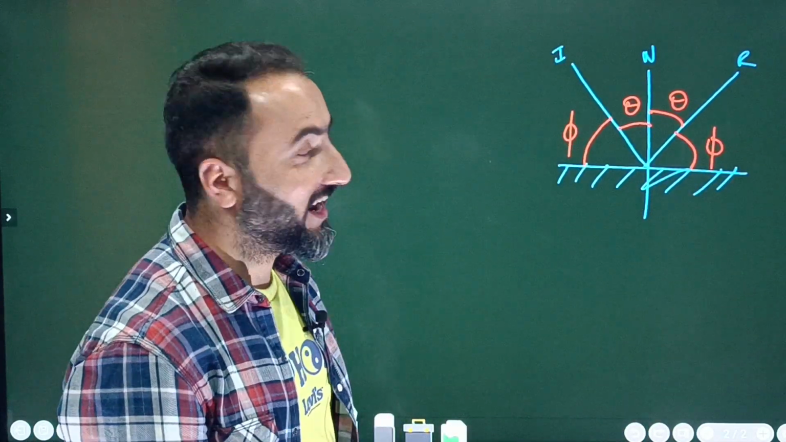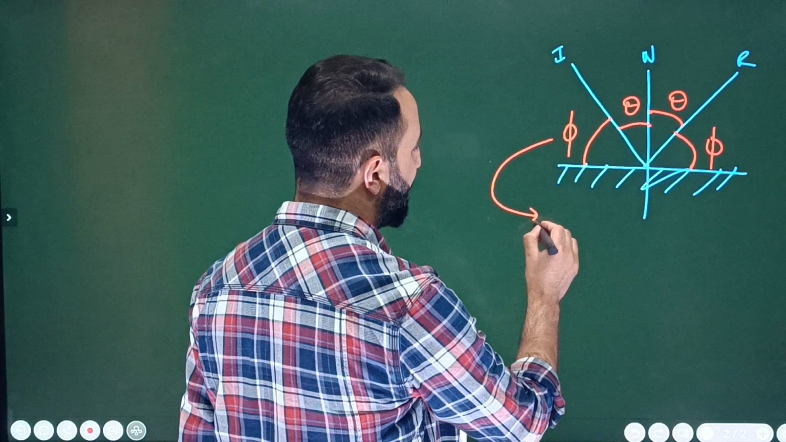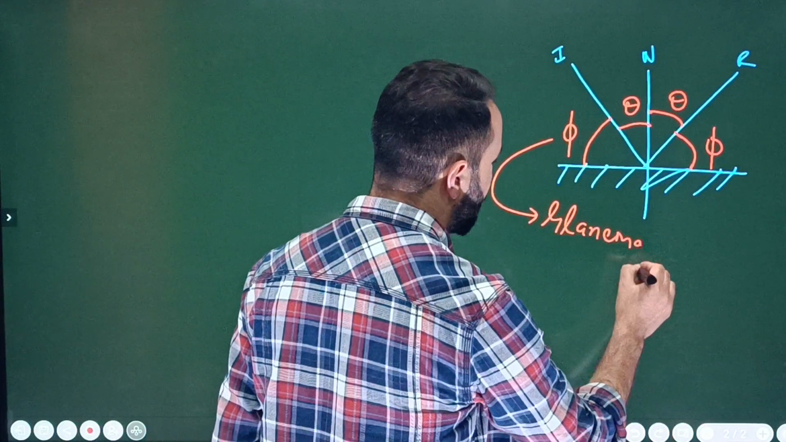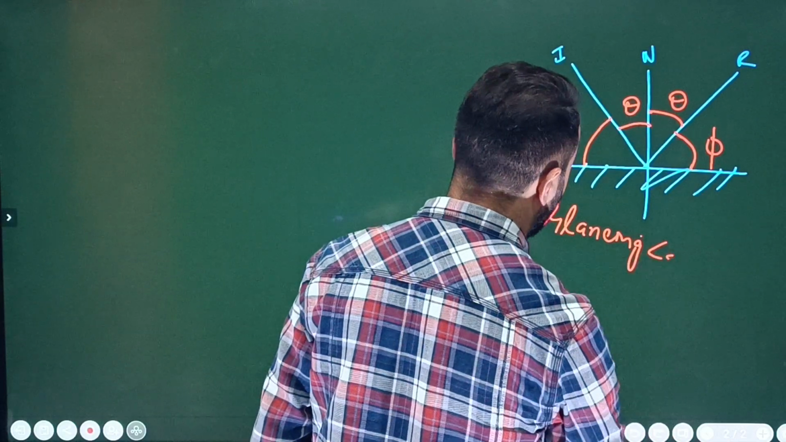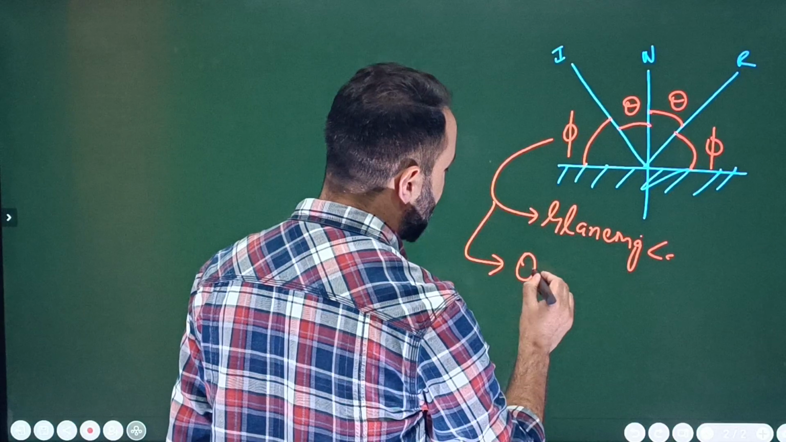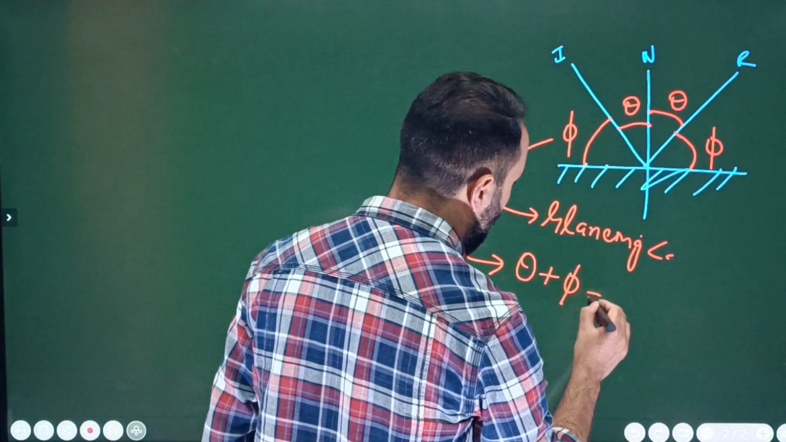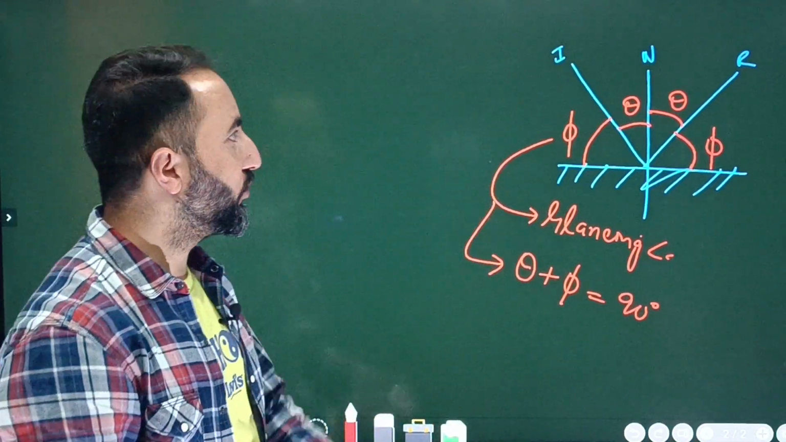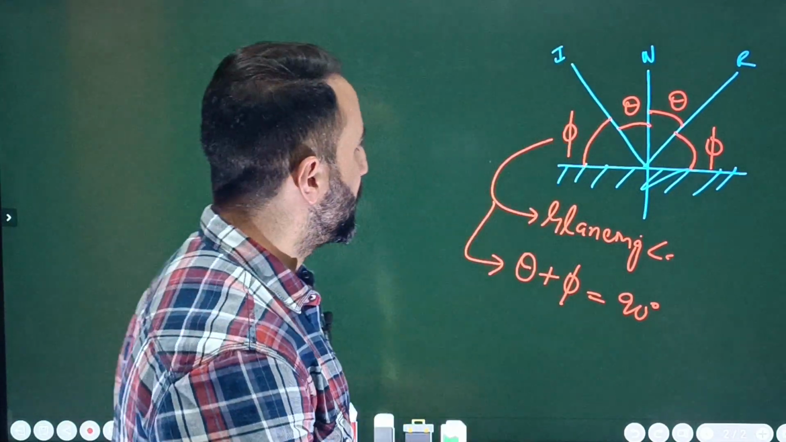Where phi is called the glancing angle. This angle is defined as the glancing angle. ठीक है बेटा? So those two angles are also the same glancing angle. Next, the important point here is that theta plus phi must always be equal to 90 degrees because they are complementary, because this is the normal to the mirror. All right. Okay, so we are done with this.